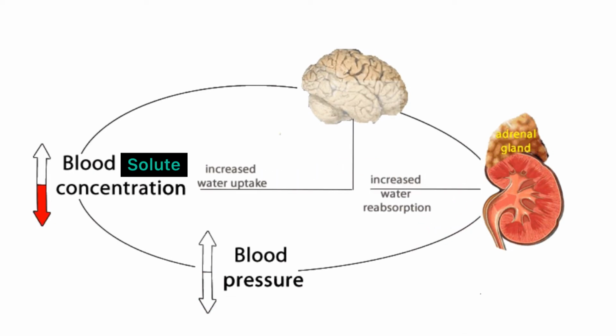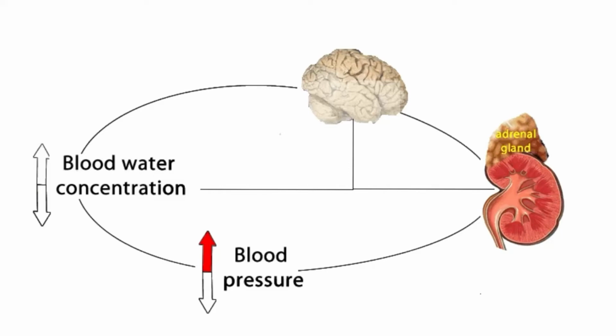ADH is responsible for increasing water absorption from the kidneys. The function of aldosterone was already described by my fellow colleague previously. It increases the sodium absorption along with water and increases the potassium excretion. All these processes are collectively responsible for increasing the blood pressure.